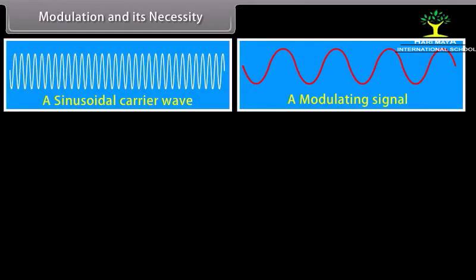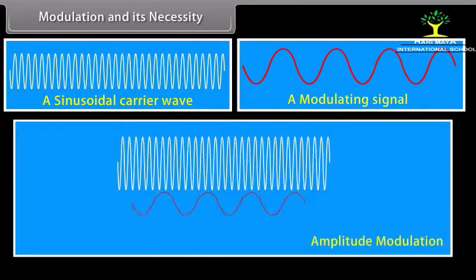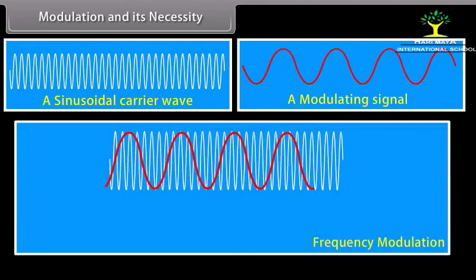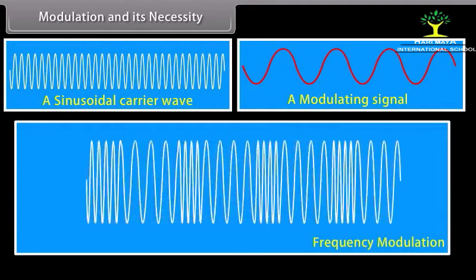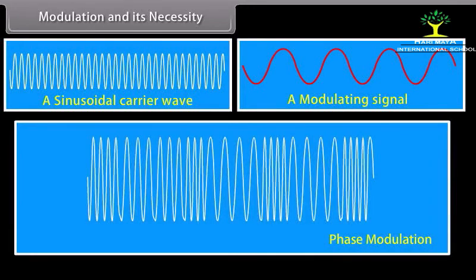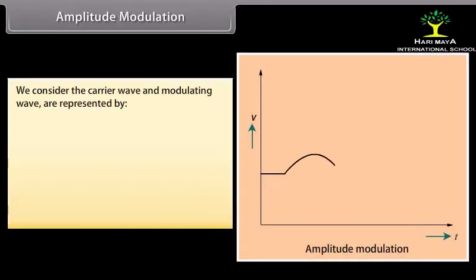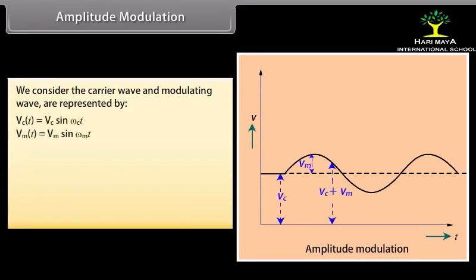There are three types of modulation: amplitude modulation, frequency modulation, and phase modulation. Amplitude modulation. We consider the carrier wave and modulating wave are represented by vc(t) is equal to Vc sin omega c t.